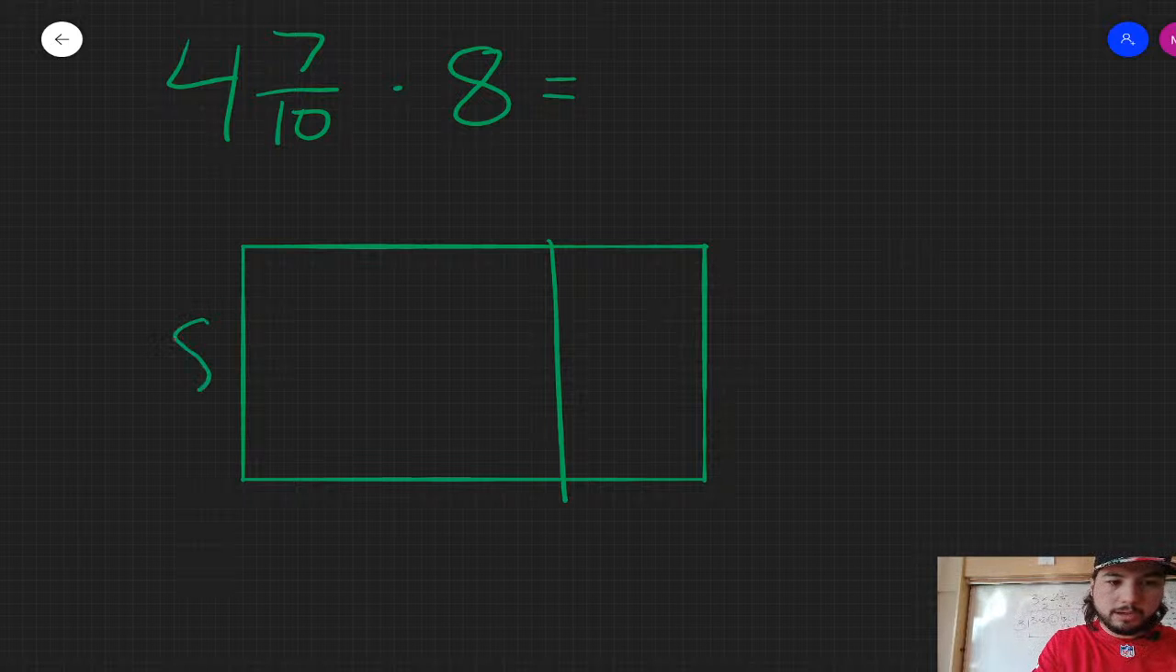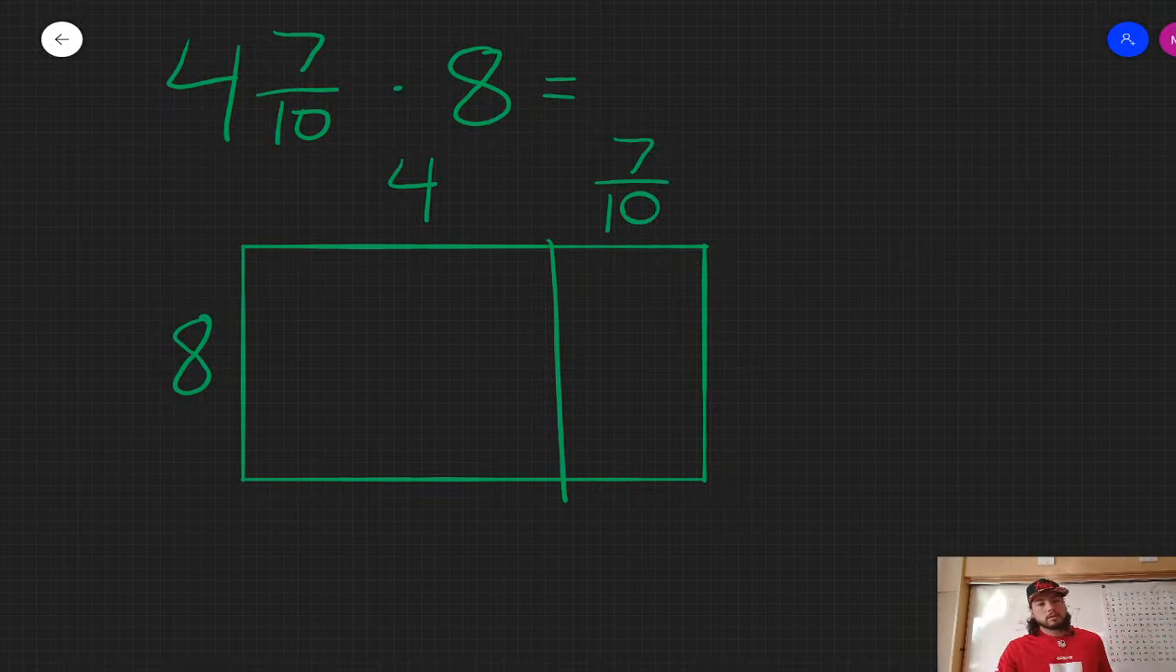It can still be whole number on the side and mixed number on top. Then find your partial products.